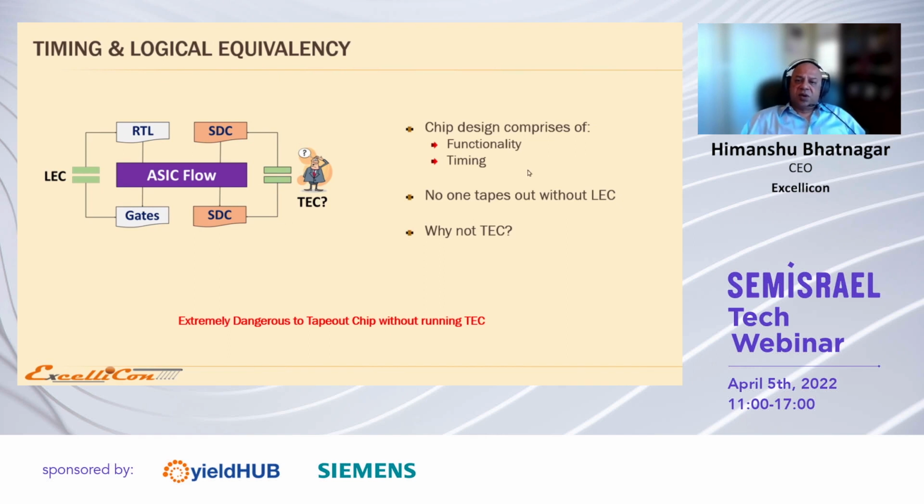As we all know, a chip comprises two components: functionality and timing. For functionality, you verify through logic equivalency checking, and no one tapes out a chip without doing logical equivalency checking. But the other component is timing, and there's no such thing as TEC today, which is timing equivalency checking. You really need to validate your chip for TEC before taping out.